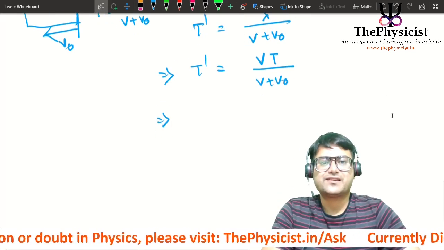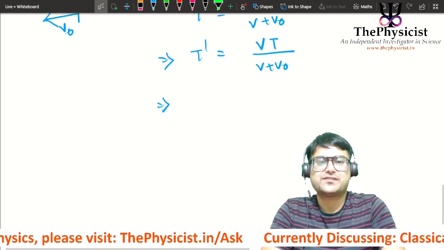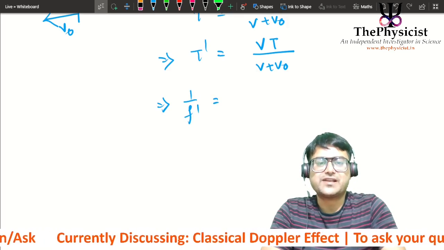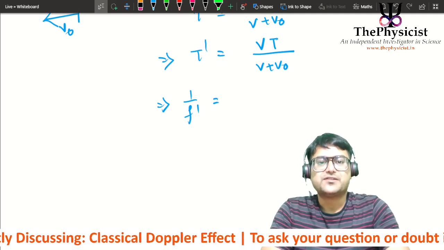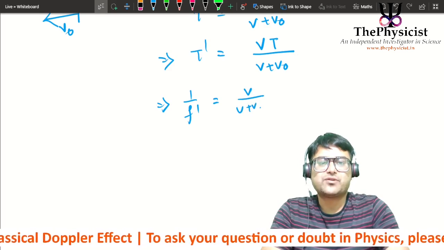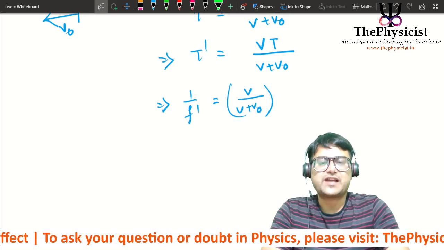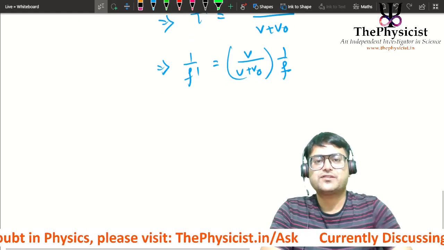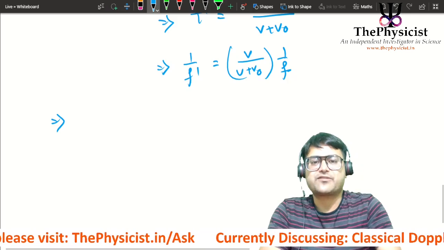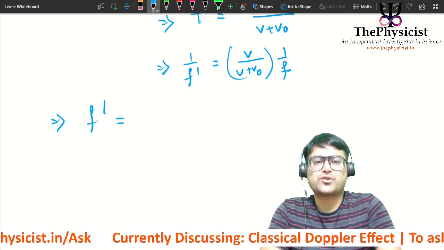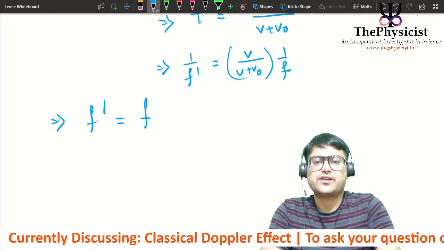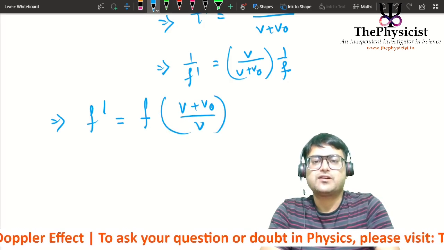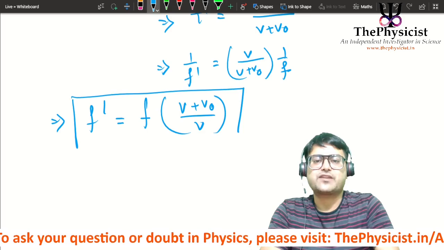That means it's simple. T dash will be 1 by the apparent frequency, 1 by f dash. That is T times v by v plus vo, and the time period here will be 1 by f. All I have to do is to flip the equation. So I will simply write my equation as f dash is equal to f into v plus vo by v. And that is my equation number 2.